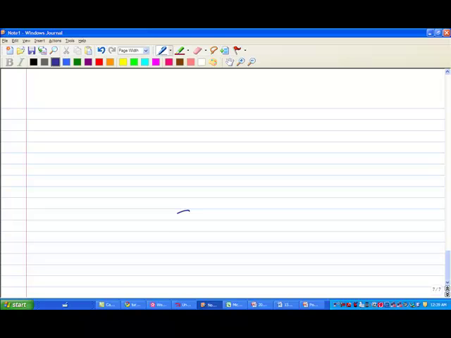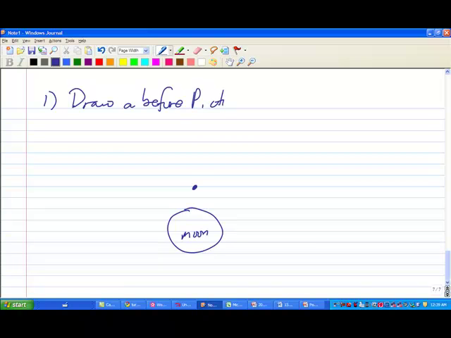Okay, we're going to draw the moon. And the lunar lander starts at a certain height. I'm sorry, conservation of energy problem. So we're going to draw a before picture and an after picture.